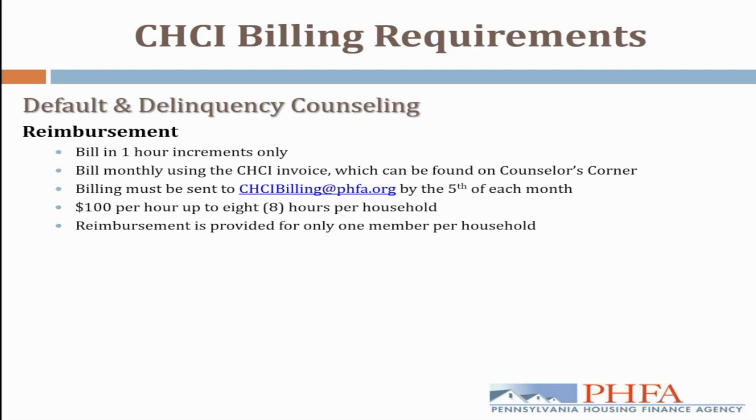So here you can bill in 1 hour increments only. You're going to use our invoice that you've heard me mention a few times now. And you have $100 per hour up to 8 hours that can be reimbursed under default and delinquency counseling. Reimbursement is going to be provided for only one member per household.